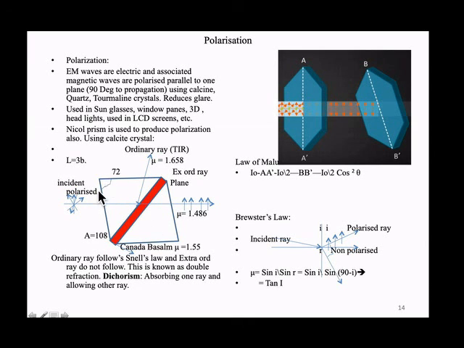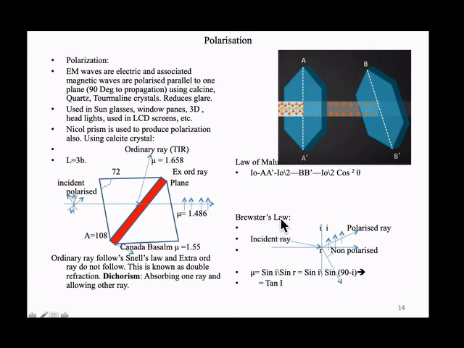If you see the angles here, it is 72 degrees acute angle. Here it is 108, and the ratio of length to breadth is 3. L is equal to 3 times the breadth. So this is how it has been designed and made by Nicol, to give you polarized light. Now, different ways of getting polarized light.